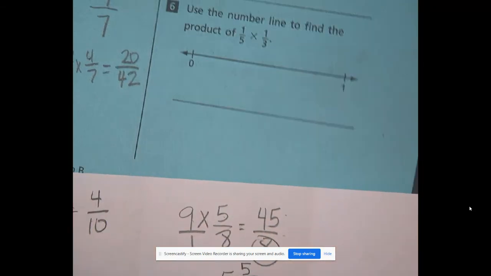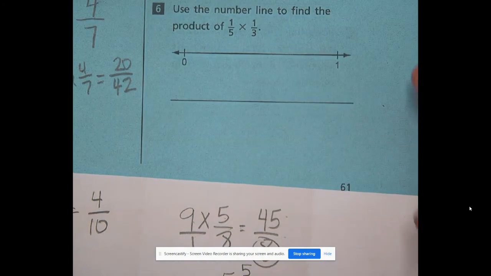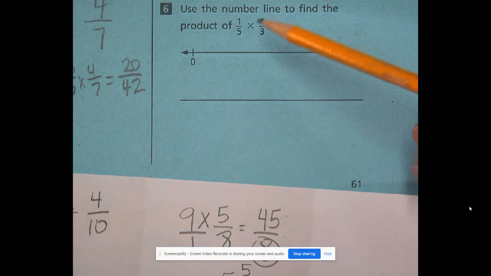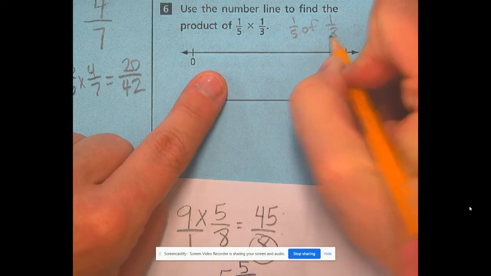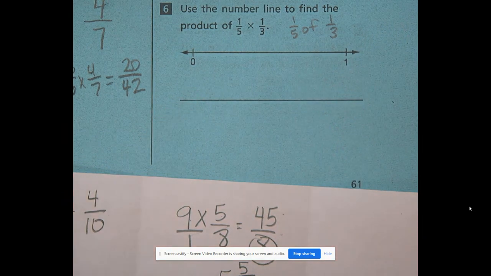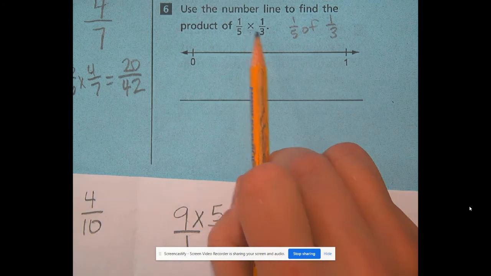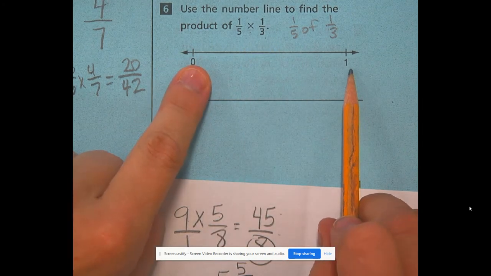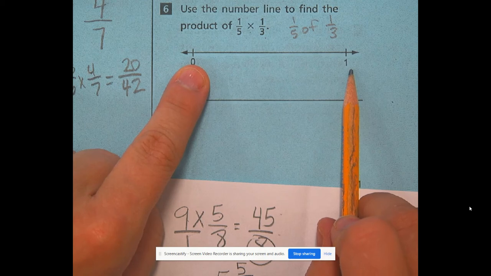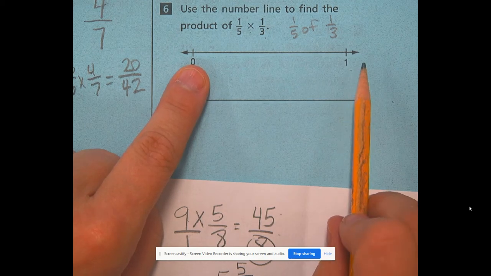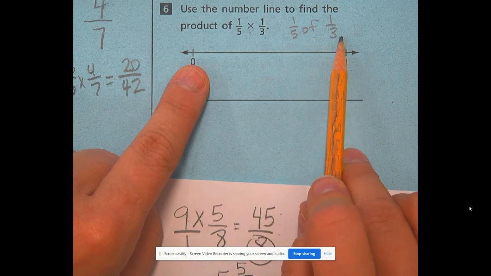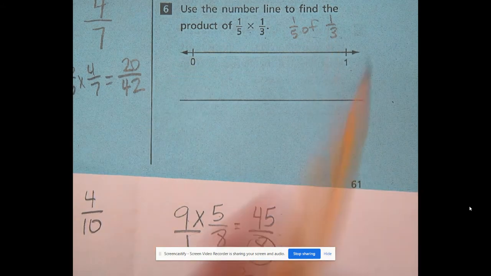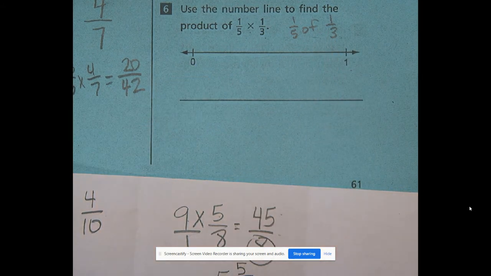Okay, use the number 9 to find the product. 1/5 times 1/3. So we're finding out what 1/5 of 1/3 is. So what am I going to cut my line into first? How do I know if it's thirds or fifths? Yes, because it says of 1/3, that 1/3 is the cake that's left over. Then the 1/5 is what we cut up of what's left over of that 1/3.